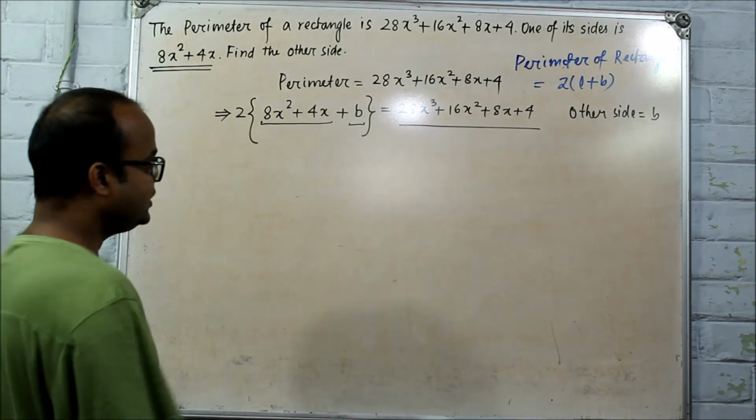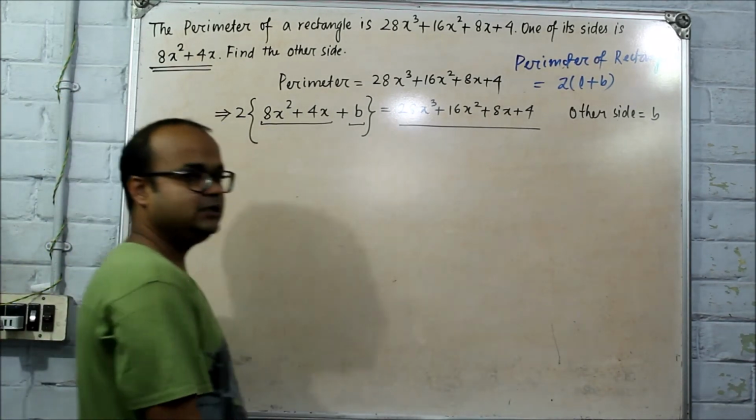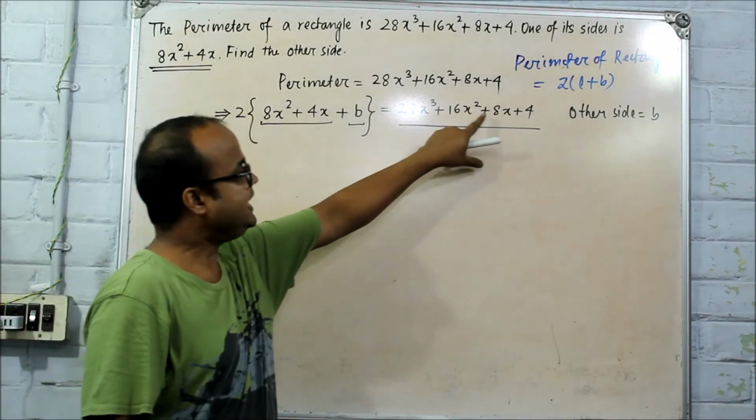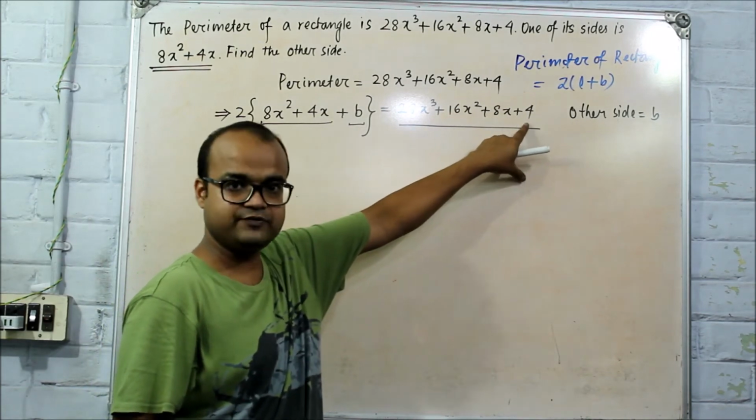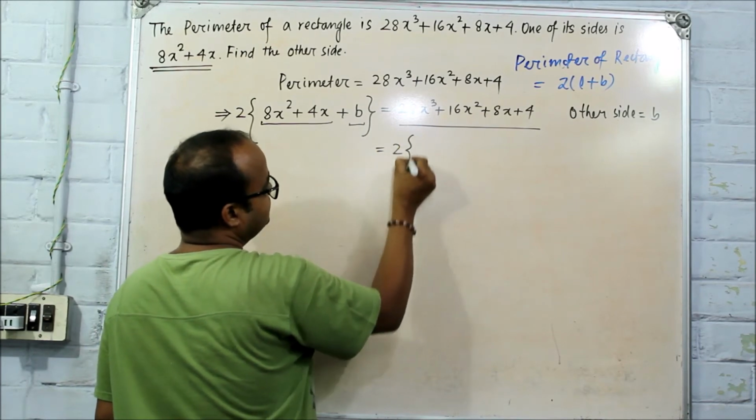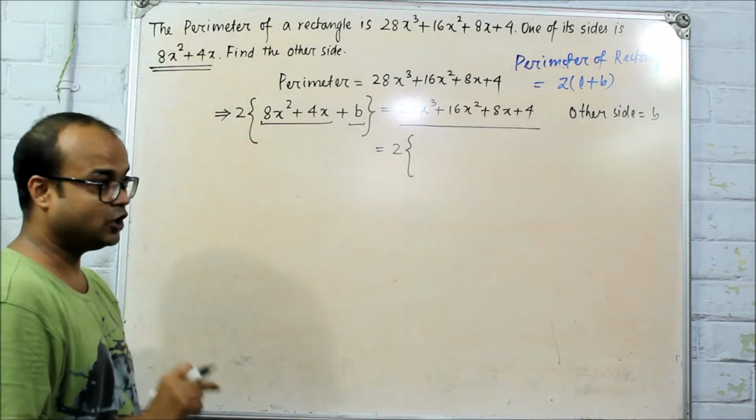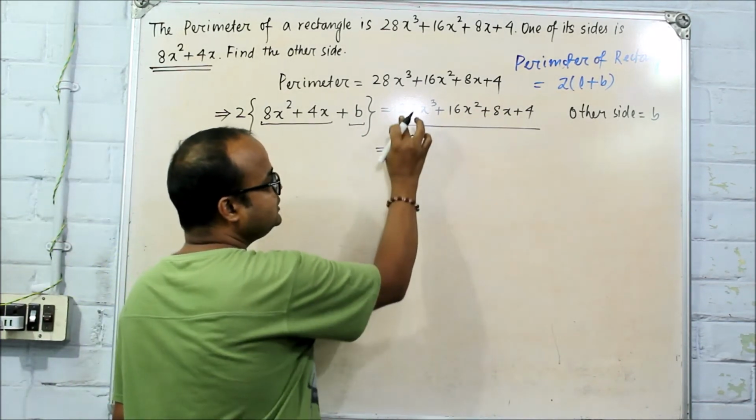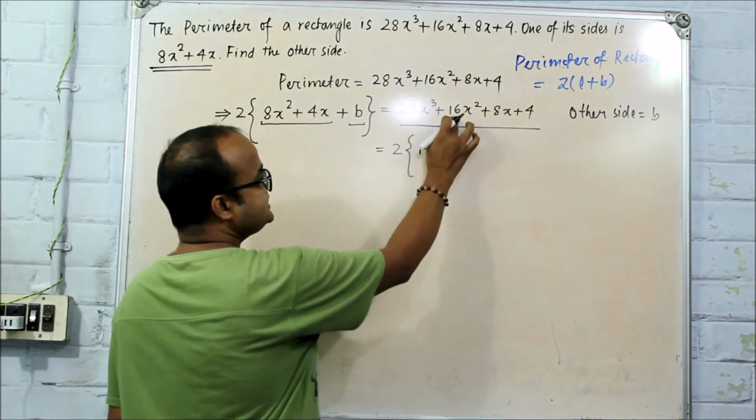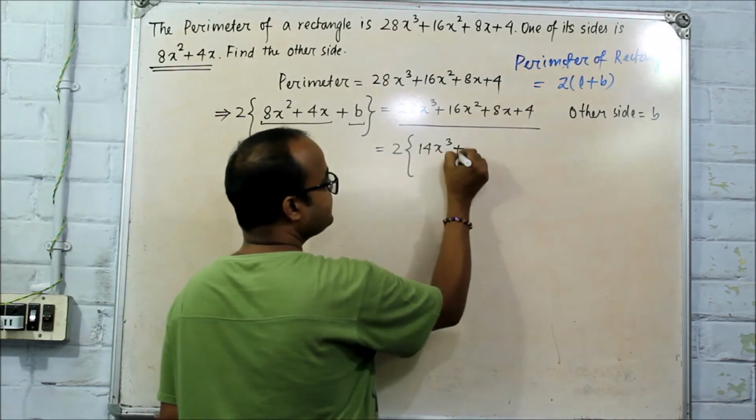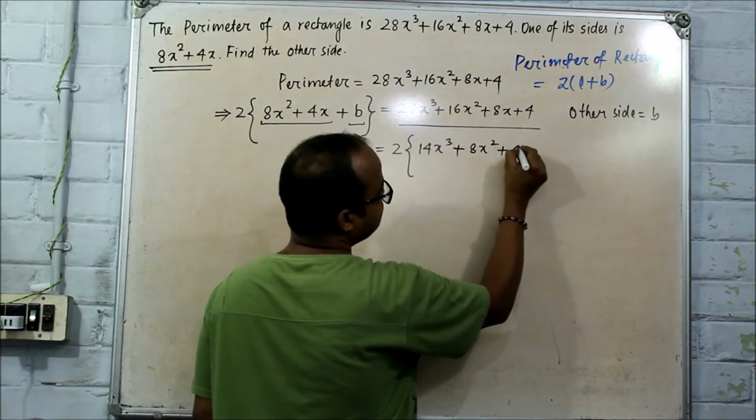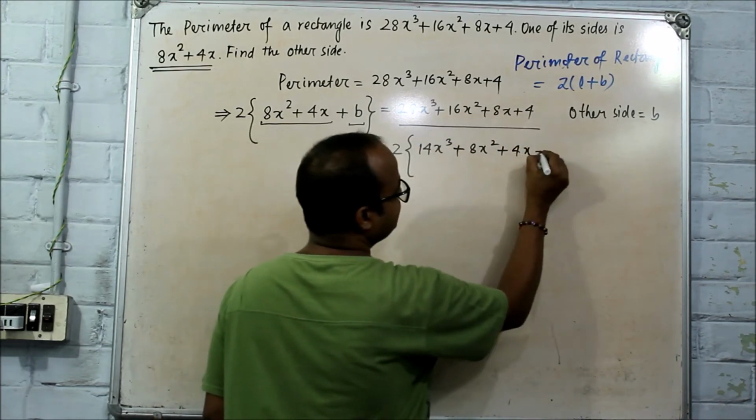Now first, 28 is a multiple of 2, 16 is a multiple of 2, 8 is a multiple of 2 and 4 is a multiple of 2. So from here I will take 2 common. 28 divided by 2 is equal to 14x cube. 16 divided by 2 is equal to 8x square. 8 divided by 2 is equal to 4x and 4 divided by 2 is equal to 2.